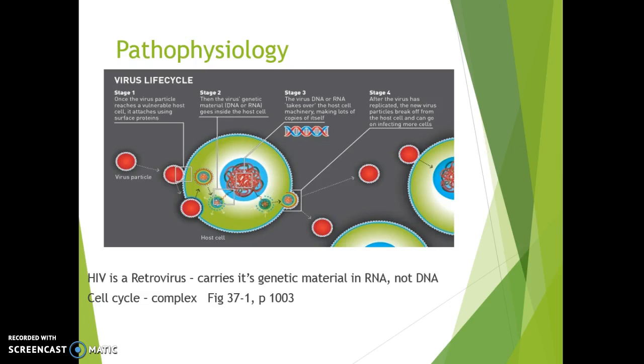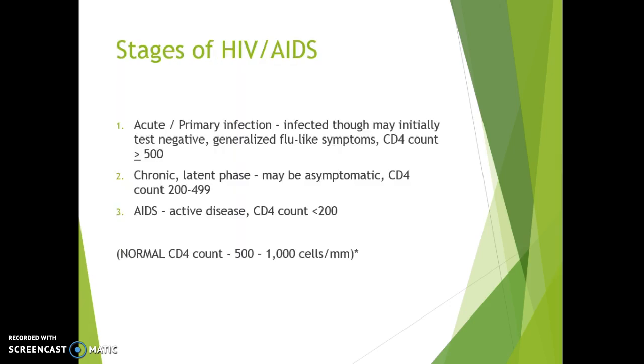Okay, so just a little bit about pathophysiology. What I have put in this slide is a generic life cycle of a virus, which is the same for HIV. HIV is a retrovirus, so it carries its genetic material in RNA, not DNA. There is a picture in your book, page 1003, of the cell cycle, and it's quite complex. You don't need to know it in detail, but have a general idea of how it works.